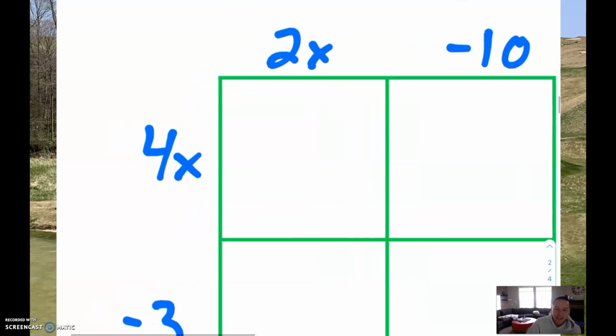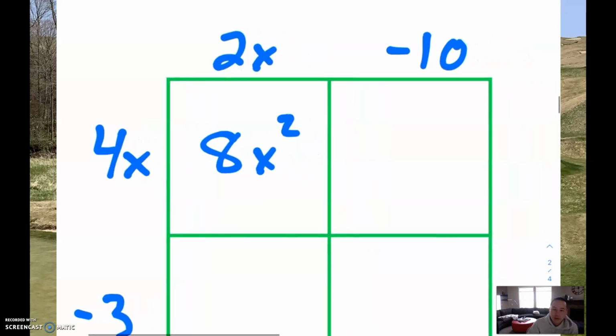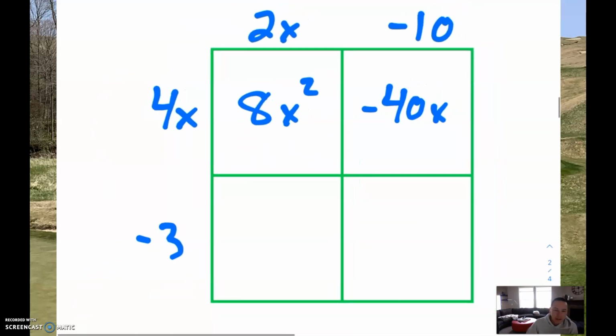So let's fill out this top left portion of the box. 4x times 2x. 4 times 2 is 8. X times x is x squared. So it becomes 8x squared. Moving over to the next one, 4x times a negative 10. 4 times negative 10 is a minus 40. So this would become minus 40x. And on the bottom left, a negative 3 times 2x gives you negative 6x.